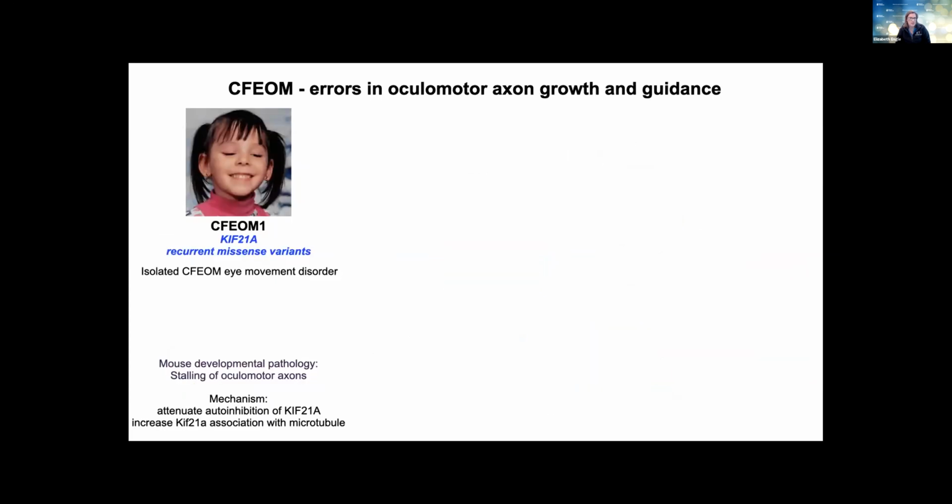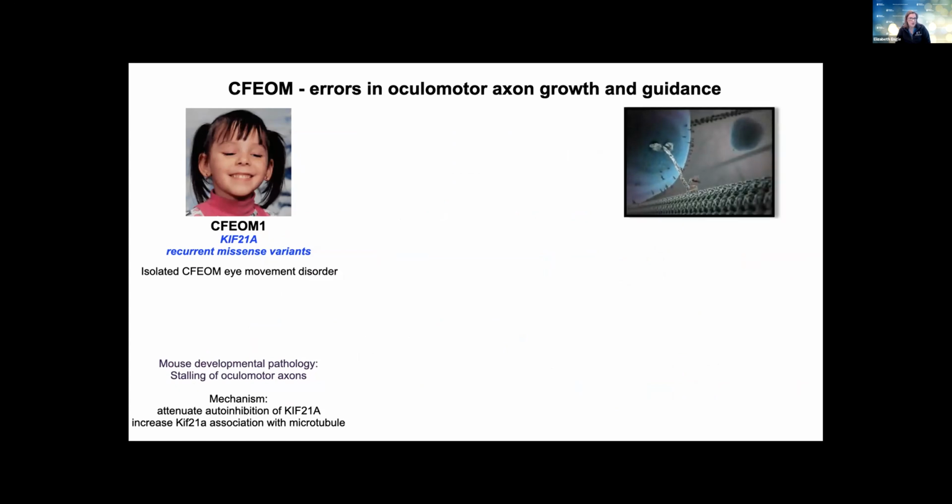And I hope this isn't too confusing, but this child has an isolated eye movement disorder, CFEOM type 1. We found this disorder to result from recurrent missense variants in KIF21A in very specific regions. And KIF21A encodes an anterograde kinesin motor protein that you see here walking along a microtubule. We found that mice harboring this child's KIF21A variant do have CFEOM, and it arises from an axon growth disorder in which a subset of axons stall between the brainstem and orbit.